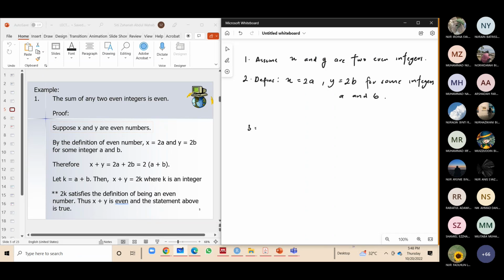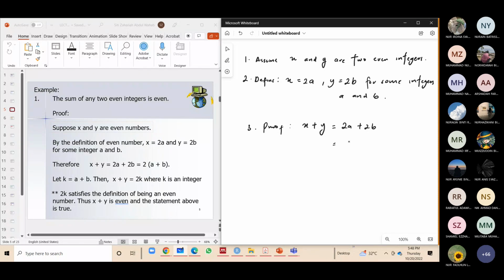To prove, we look at the statement. Any two even integers, so you have to add up the numbers, the sum. So prove x plus y. We have to add up x and y. x plus y equals 2a plus 2b. x we defined as 2a and y we defined as 2b, so 2a plus 2b.